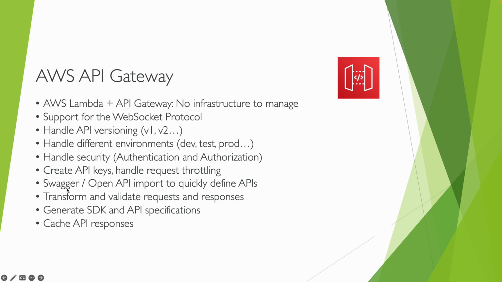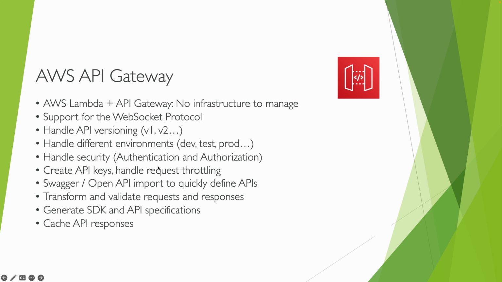It can use something like Swagger or OpenAPI import to quickly define APIs. You can define your APIs in Swagger or OpenAPI, and you can import those into AWS API Gateway, and it will create a gateway for them. Those Swagger and OpenAPI are open tools to create these REST APIs. Okay, so you can transform and validate requests and responses. So whatever requests and responses are coming into or going out from this API gateway, you can validate them.